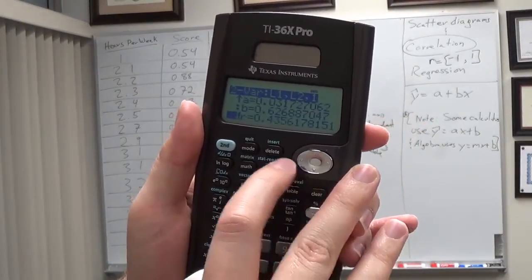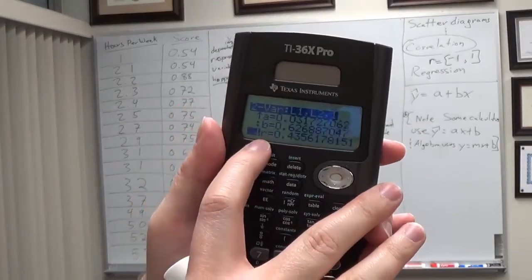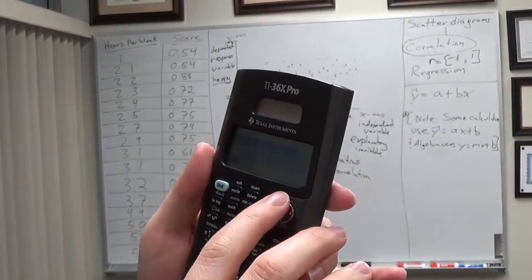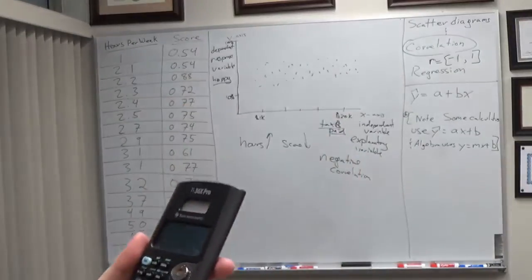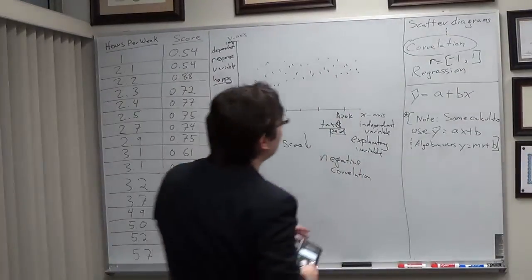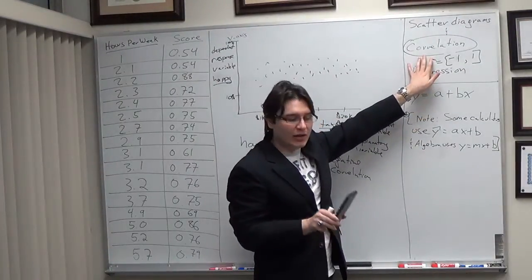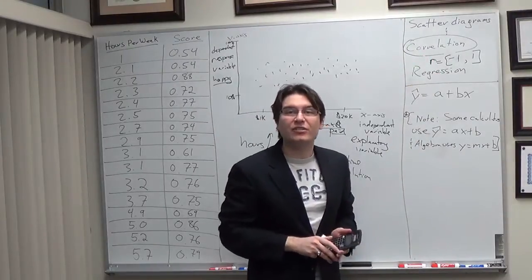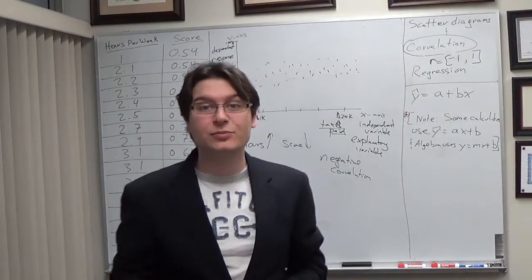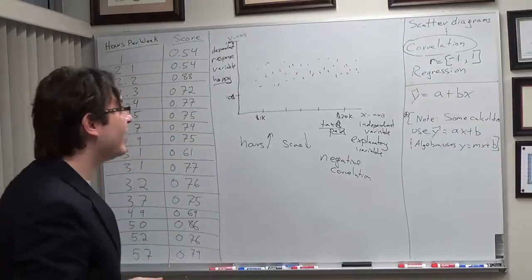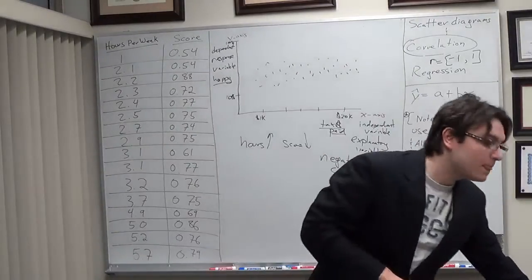But if we scroll down far enough, you see right here is r. And r is my correlation coefficient. And r is this number right here that we want to calculate. Again, if you look inside your textbook, you'll find a formula for that. And you'll find that that's just a little bit messy.